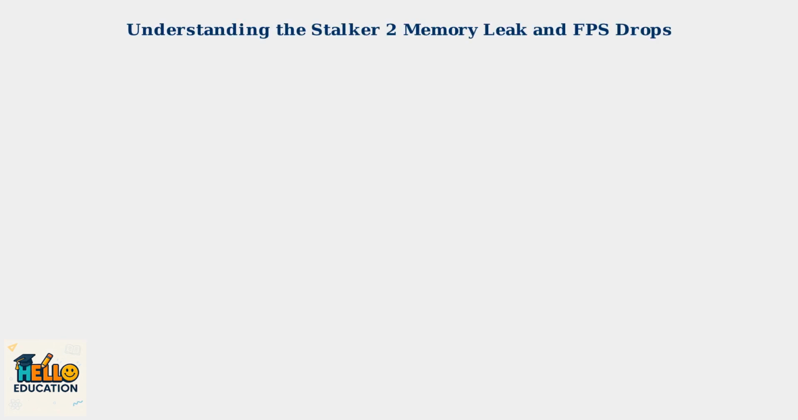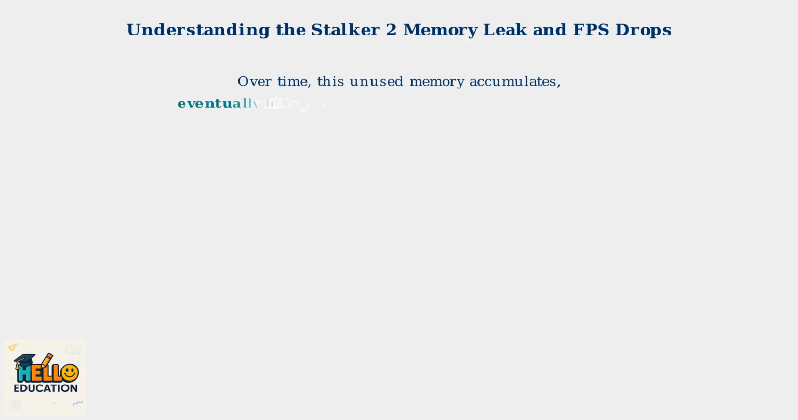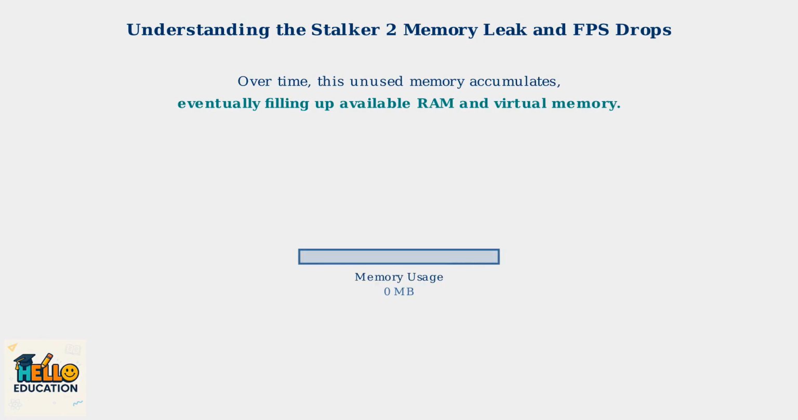The primary cause of FPS drops in Stalker 2 is a memory leak issue. This means the game isn't properly releasing memory it's using, leading to a gradual slowdown as the game progresses. Specifically, the game engine allocates memory for textures, models, and other assets, but fails to deallocate it when those assets are no longer needed. Over time, this unused memory accumulates, eventually filling up available RAM and even virtual memory.